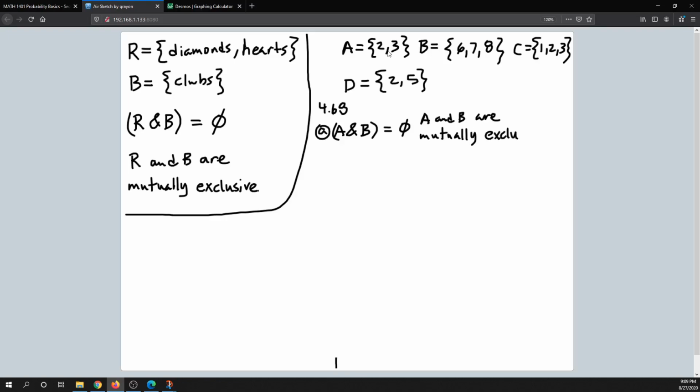This was from the horse racing example that we've been looking at. A was the long shot wins, and B was the event that a horse numbered 6, 7, or 8 wins. Is it possible that when you run this horse race both of these events occur? That the horse that wins is a long shot, in other words number 2 or 3, and also numbered 6, 7, or 8? The answer is no. That cannot happen at the same time.